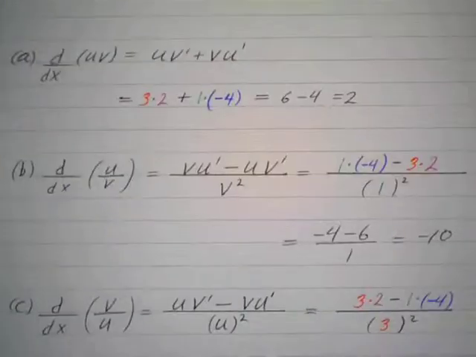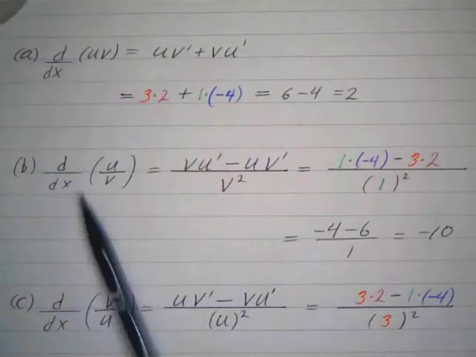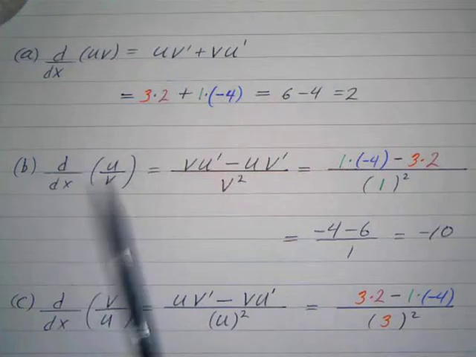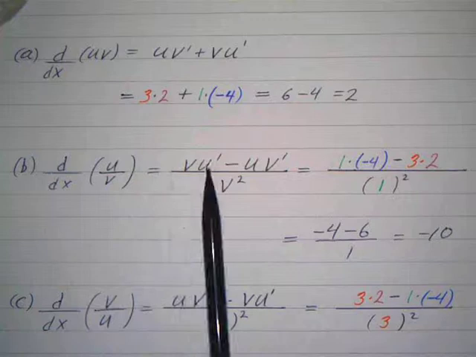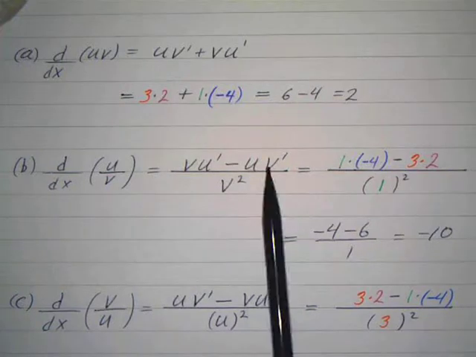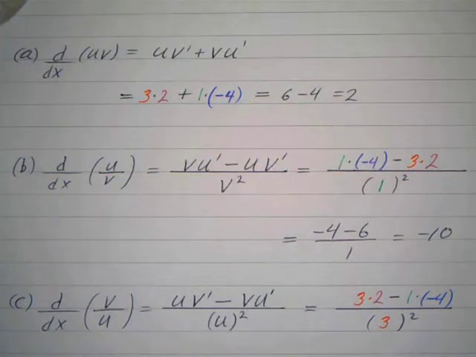Okay. The next one, letter B. The derivative with respect to x of u divided by v, so we're going to use the quotient rule. Remember, low d high, less high d low, denominator squared below. Then we put these values in.